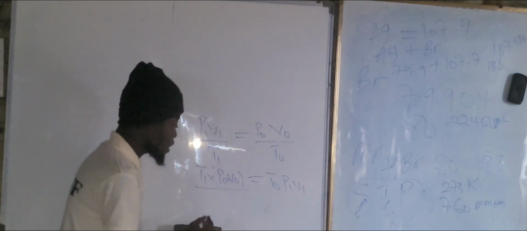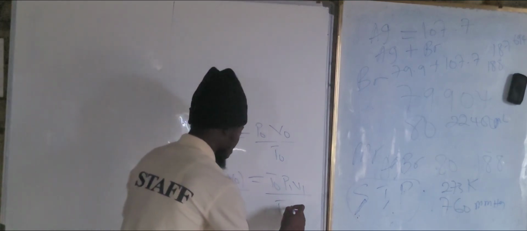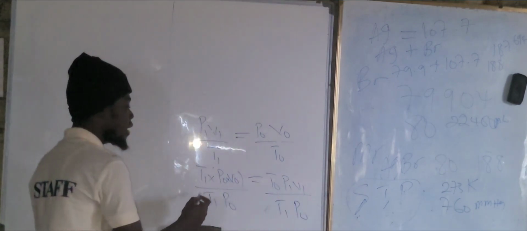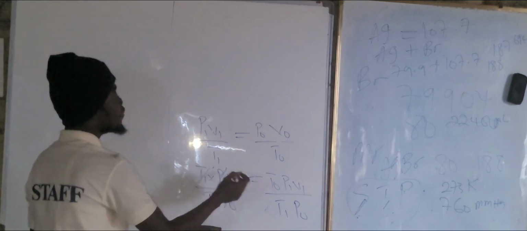To find V0, we divide both sides by T1 P0, here and also here. Are we cool here? This and this will reduce to 1, and this and this also will reduce to 1. We are left with the result now.